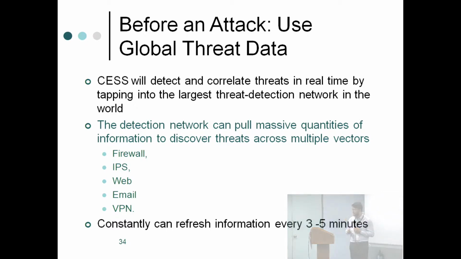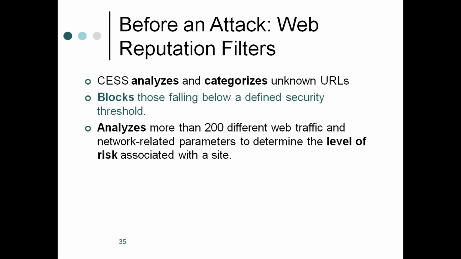So before the attack, as I said, Cisco has global threat data. It has data from firewalls, IPS, web routers, VPN, and it refreshes every 3 to 5 minutes globally. So that means we have updated data from global systems. That gives an edge before the attack happens, because we know that new signatures are coming in.